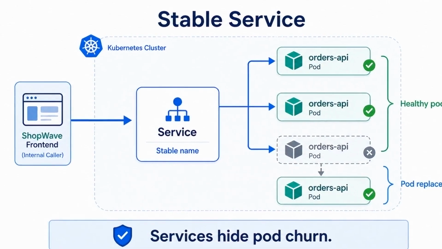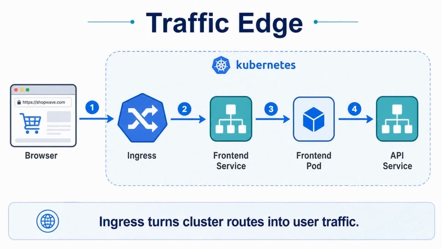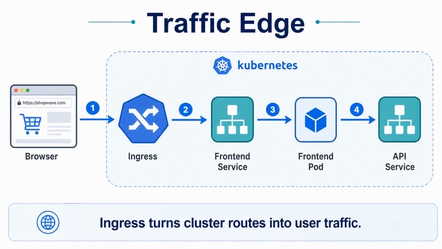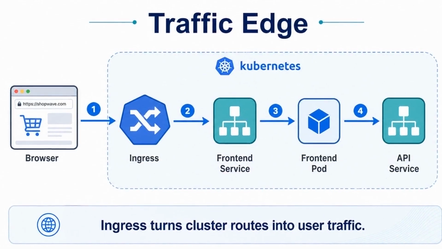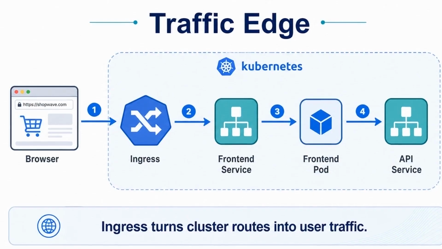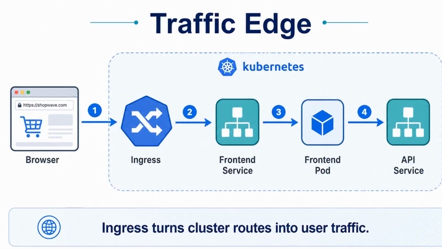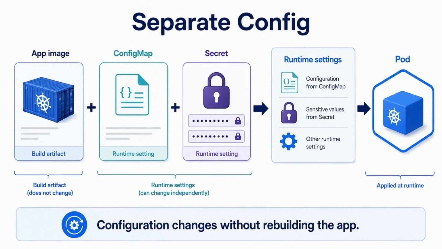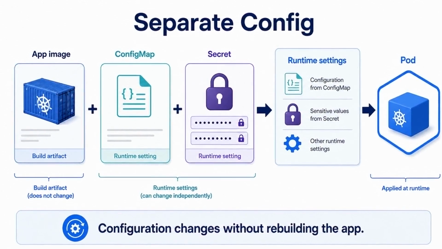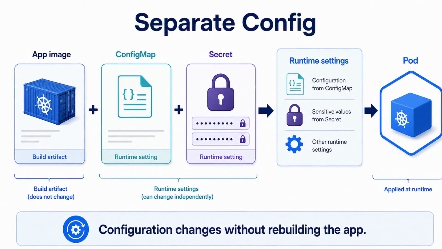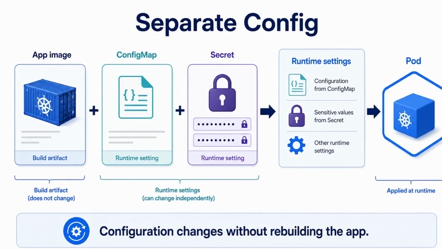For external users, traffic usually enters through an ingress or load balancer. That edge rule sends browser requests to the front-end service, which then talks to the internal API service. Configuration should not be buried inside the container image. Config maps and secrets let the same application image receive environment-specific settings and sensitive values at runtime.